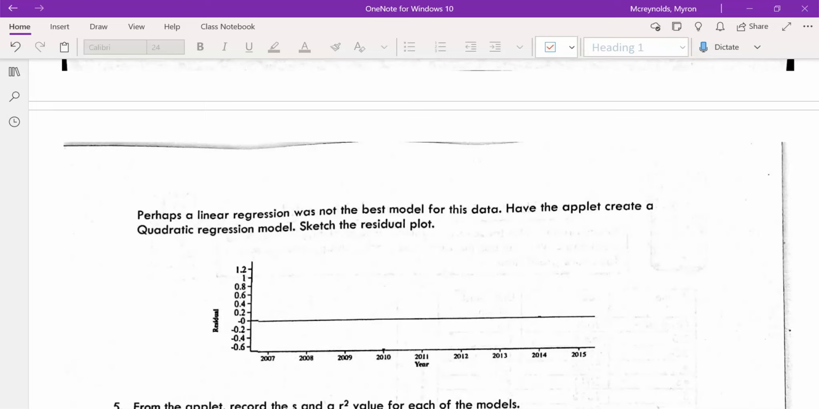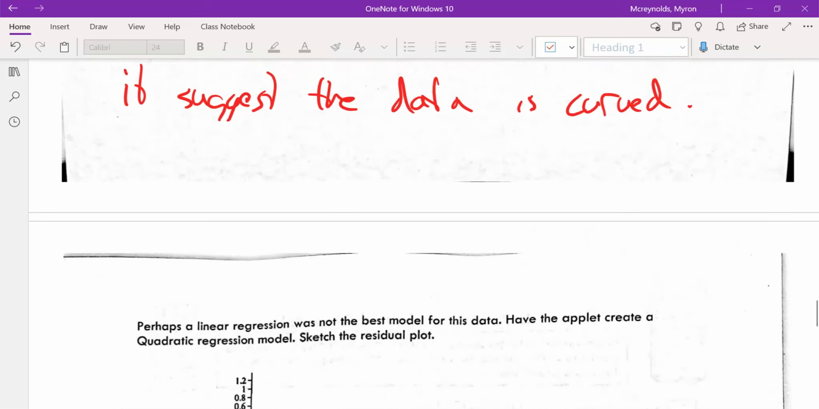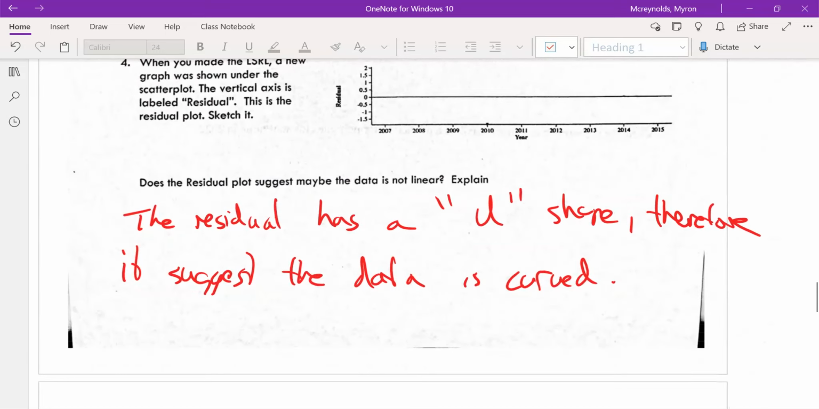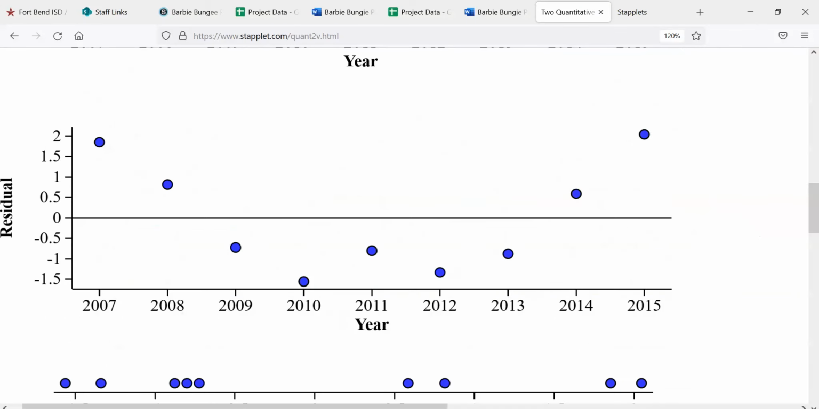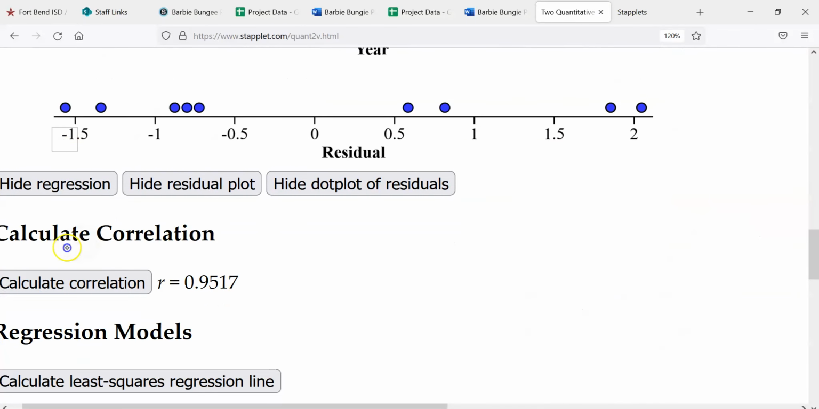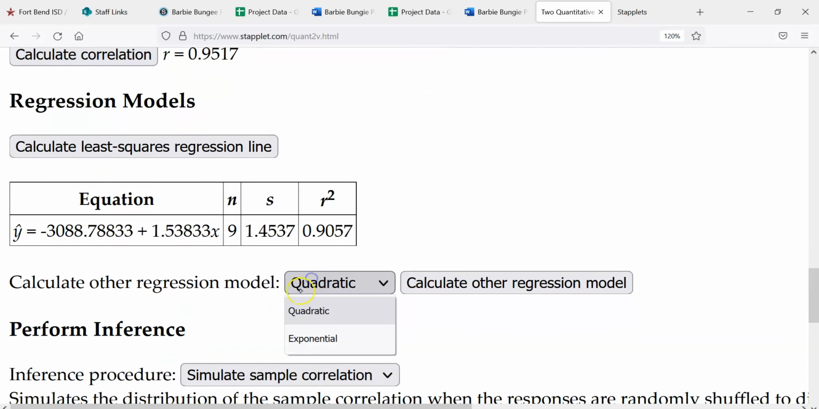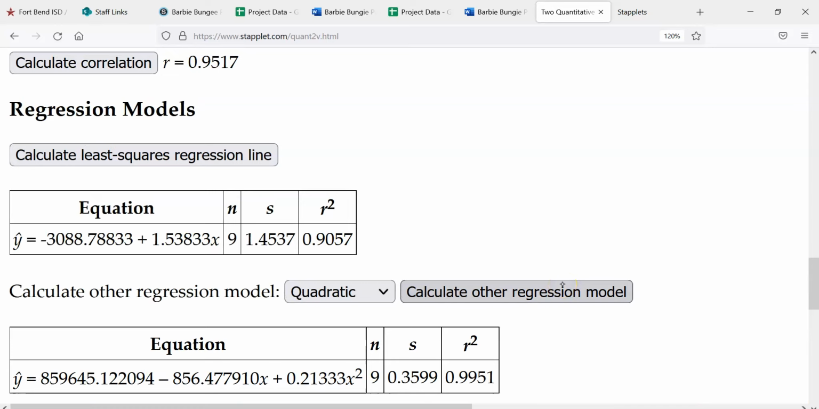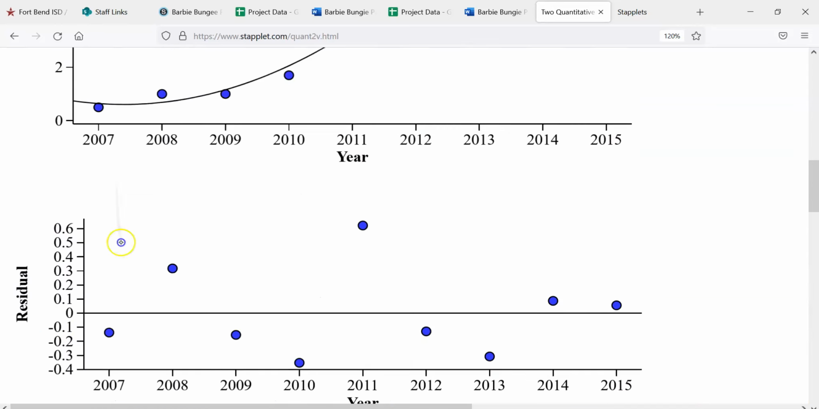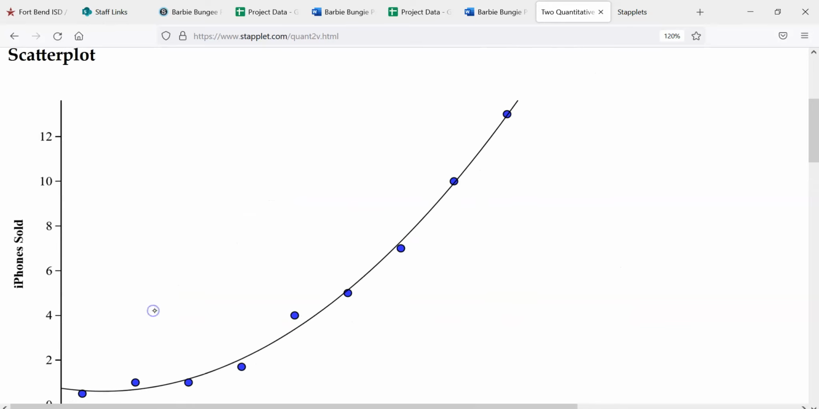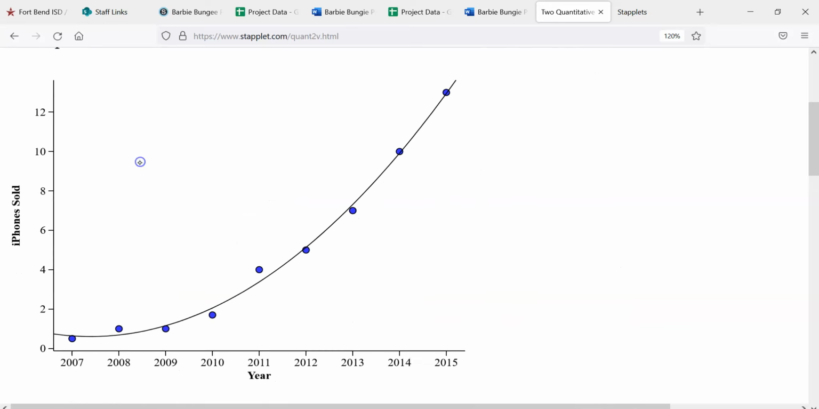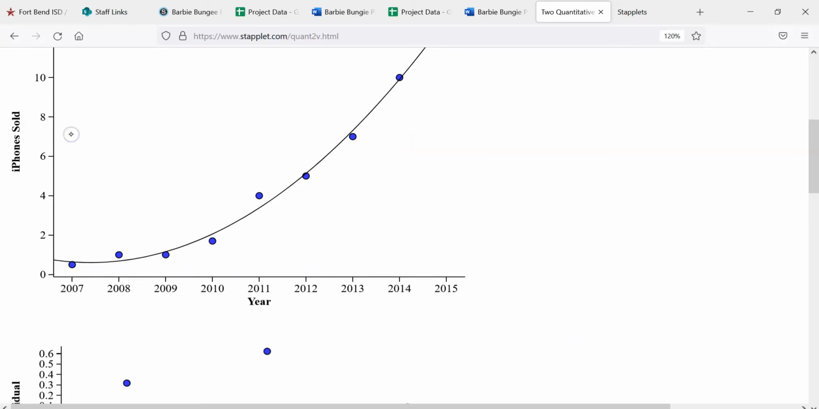So you have the applet create a quadratic regression model, and we're going to sketch that plot. So let's look at a quadratic model. What I'm going to do is go back to Statapplet and go down further. It says calculate a different regression model. We're going to do quadratic and calculate that. And let's take a look at the quadratic regression model. That line looks a lot better here. It looks like it fits that data a lot better. So it's already looking like a better line.